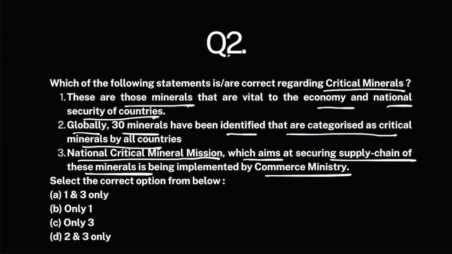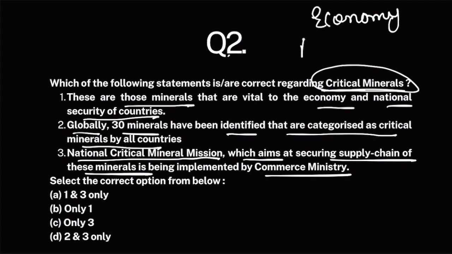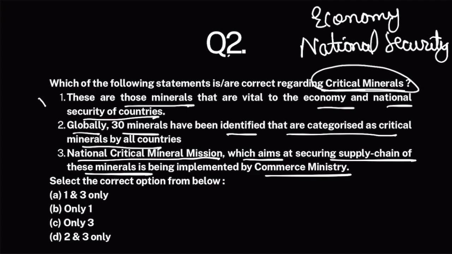Okay. So basically, what are critical minerals? Critical minerals are those minerals which are used in the manufacture of cutting edge technologies of the future, like electric vehicles, electric batteries, and whatnot, solar panels. Now, these critical minerals are critical for a country's economy and national security. That's why they are called critical minerals. And every country is after securing the supply of these critical minerals. So statement 1 is absolutely correct.